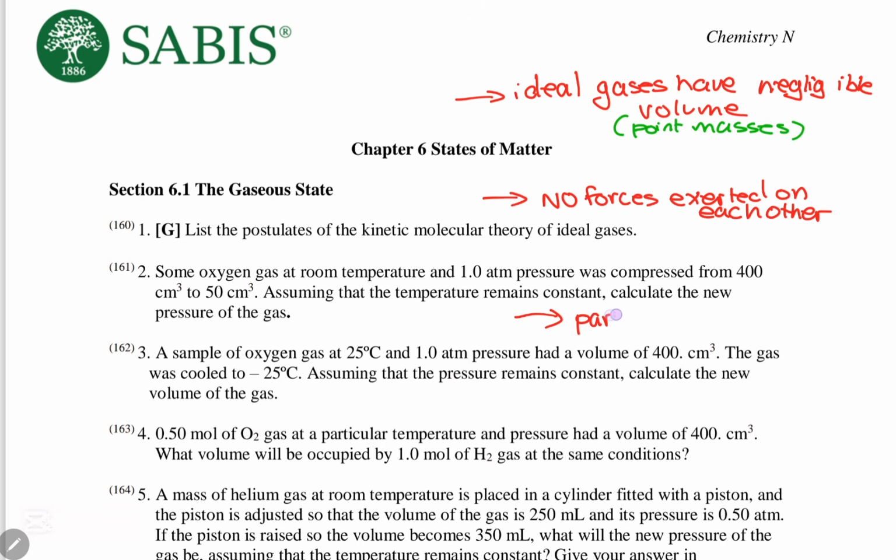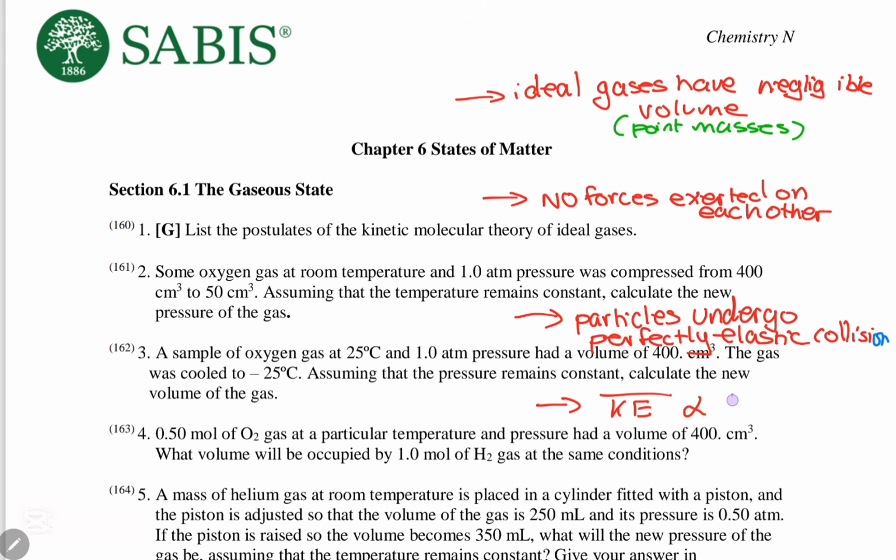So the particles undergo perfectly elastic collision. This is something you should know from mechanics, since we have the mechanics final before the chemistry one. If it's perfectly elastic collision, then it does not lose any kinetic energy. Alright, so this is again something extra to know. And then last but not least, the final postulate is that the average kinetic energy is directly proportional to their absolute temperature, which means their temperature in Kelvin.